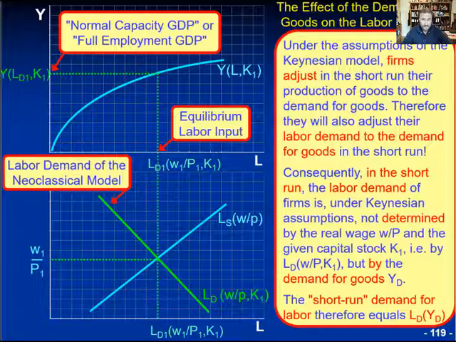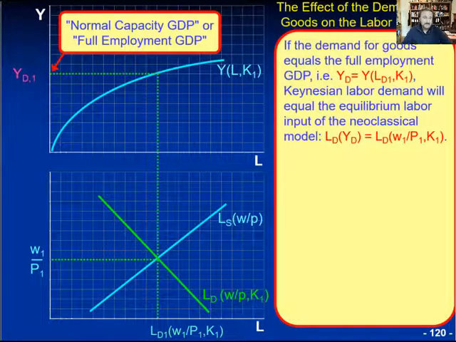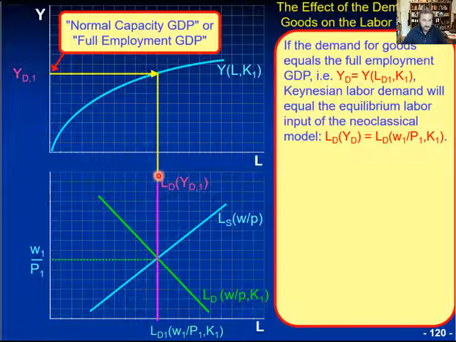Consequently, in the short run, the labor demand of firms is, under Keynesian assumptions, not determined by the labor market equilibrium wage rate. It is determined by the demand for goods. Starting with this demand, we use the production function to calculate the necessary labor input, which then corresponds to the Keynesian labor demand.